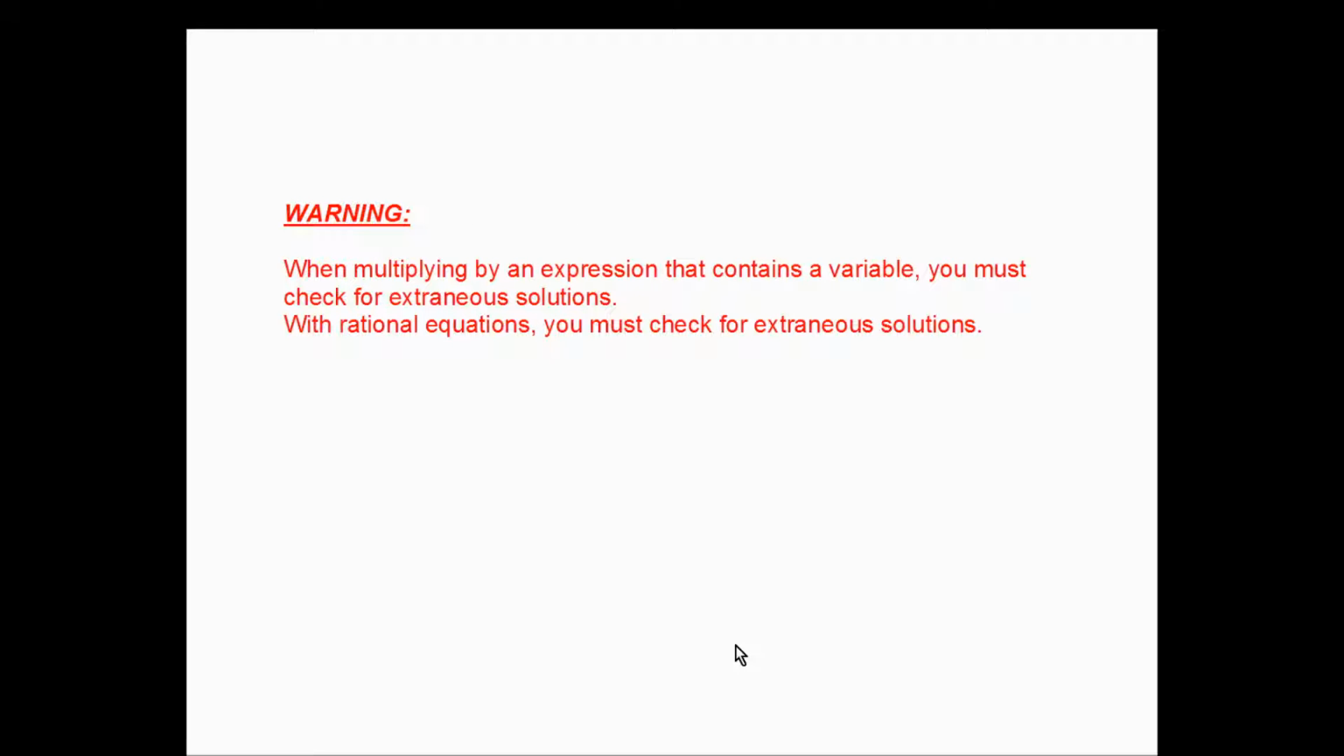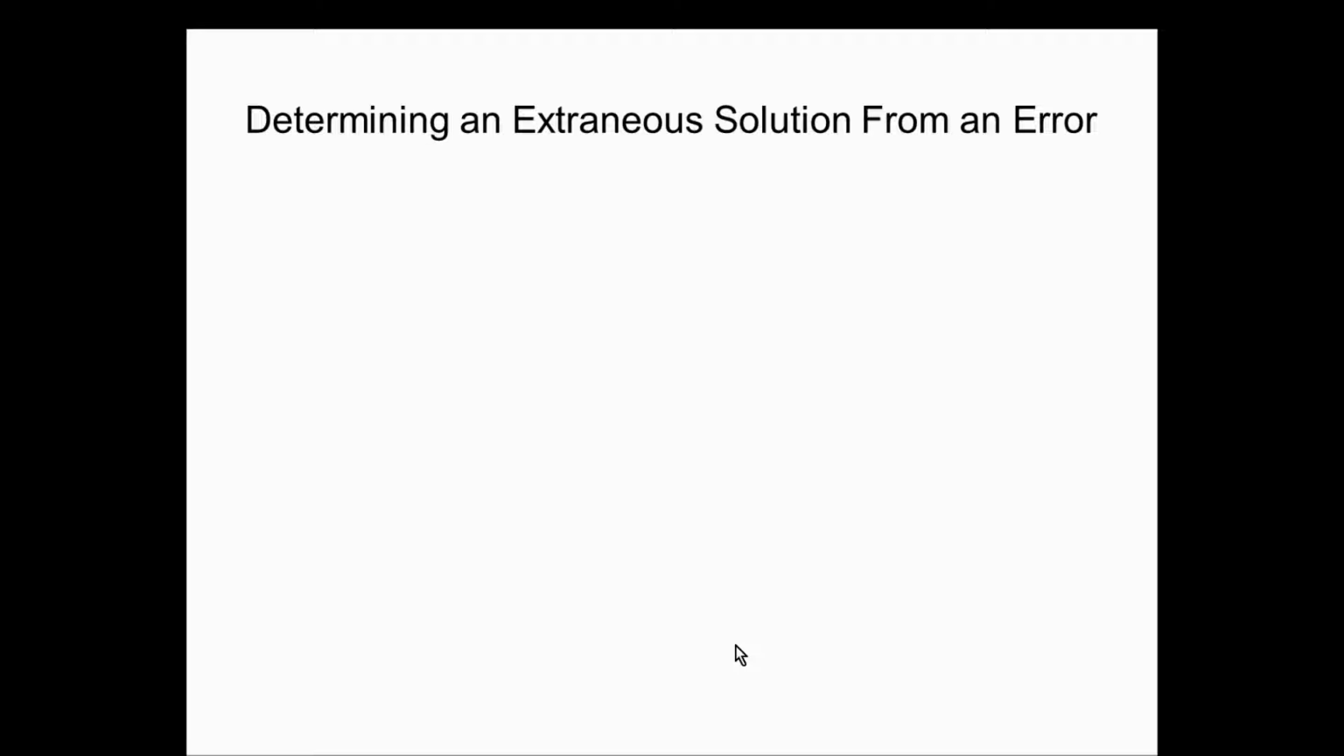So when you're multiplying an equation by an expression that contains a variable, you have to do this. Warning. When multiplying by an expression that contains a variable, you must check for extraneous solutions. Okay, with rational equations, you must check for extraneous solutions. So this is our first type of equation in which you must actually check your answers to be sure they work. Now, if you've made a mistake, that also won't work.